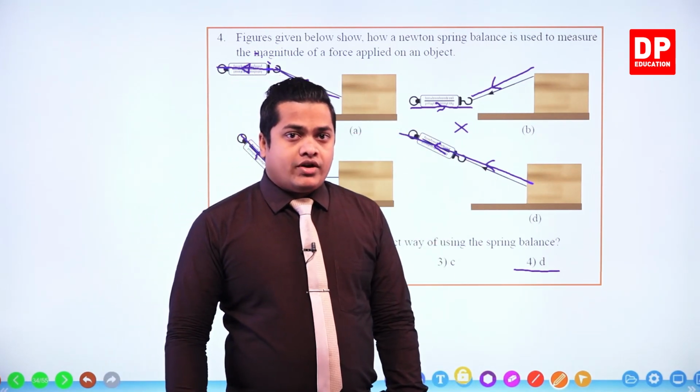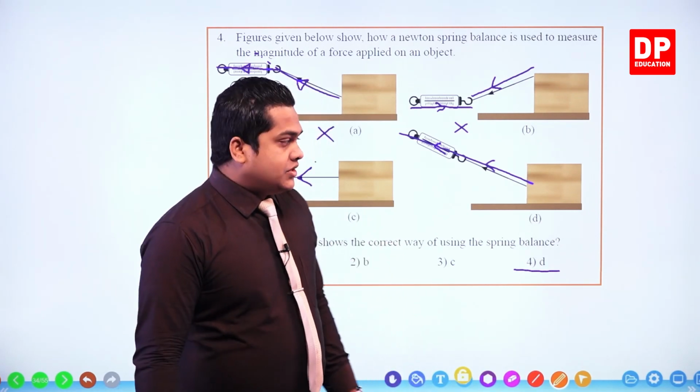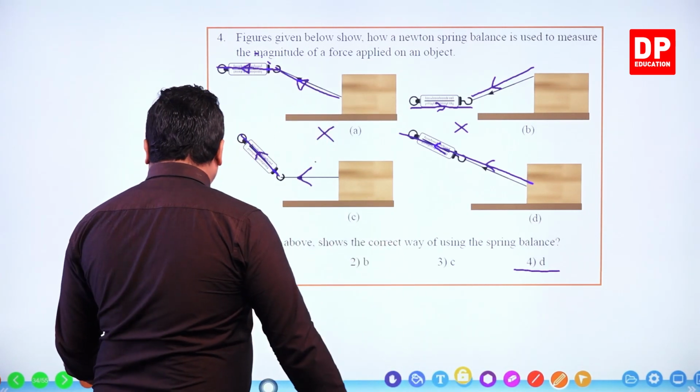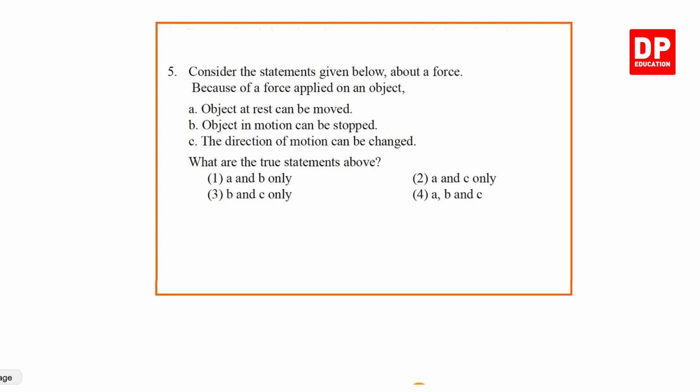Aligning means it should be on a straight line. Right, so let's go for the next question then.